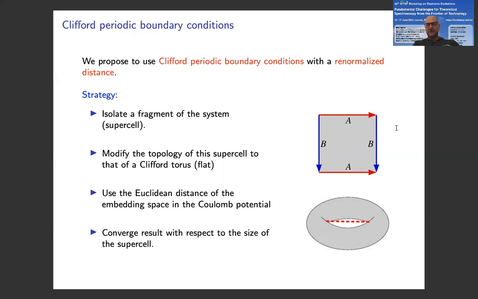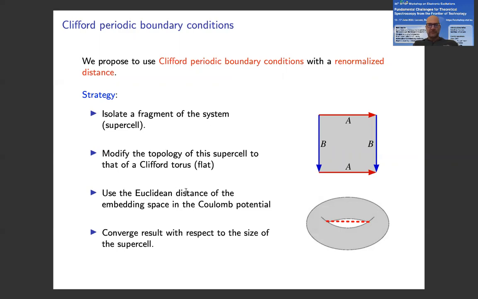Now this is not very convenient to implement in practice, this geometry, because a regular torus is curved. Therefore, instead of a regular torus, what we do is we modify the topology of our supercell to that of a Clifford torus or square torus, because by construction, a Clifford torus is defined to be flat everywhere.